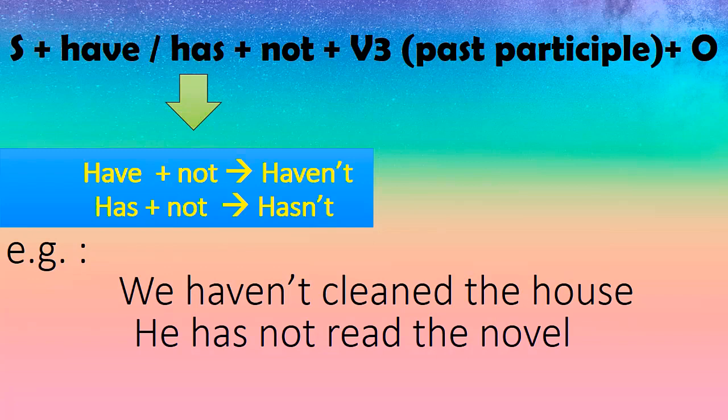After that, let's form a negative sentence. For a negative sentence, you just put not after the auxiliary. So the pattern is subject plus have or has, and then add not, it becomes haven't or hasn't, and then add past participle and the optional object. So let's make a sentence.